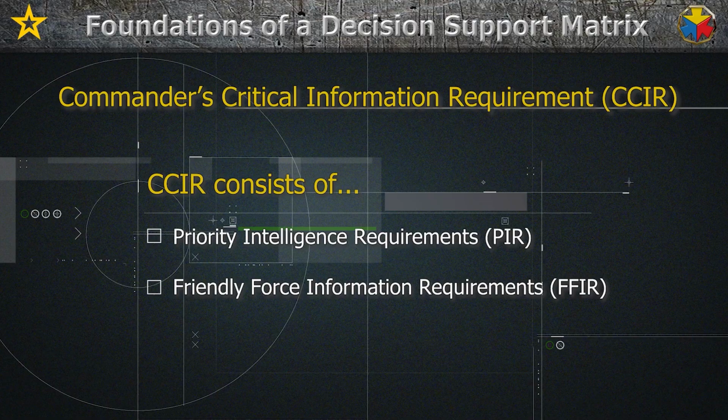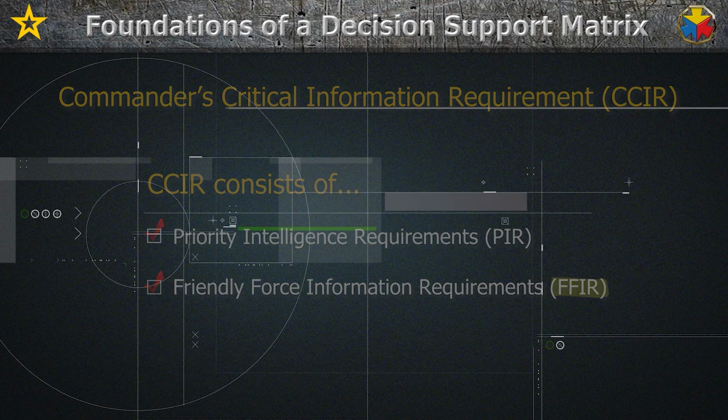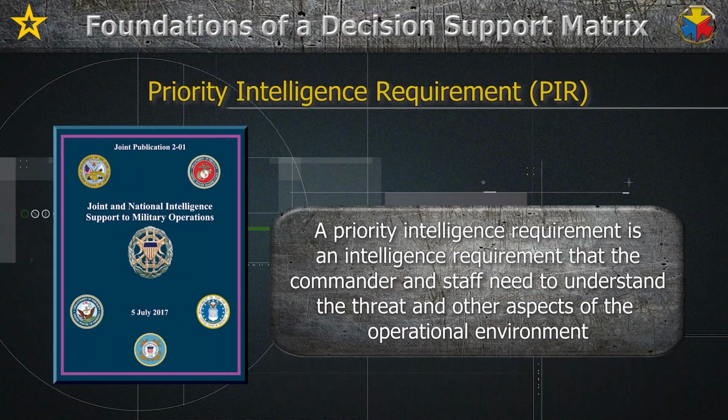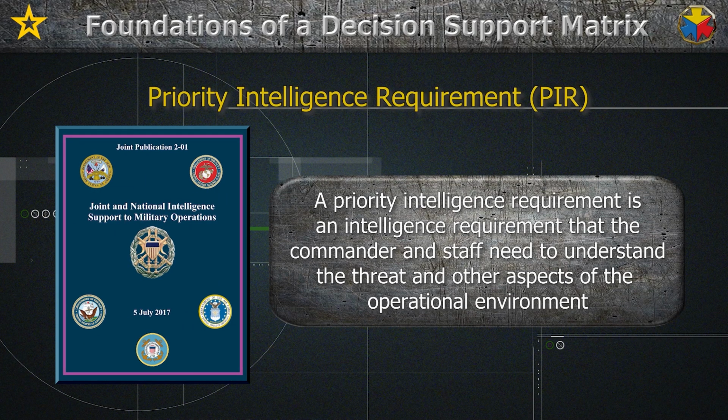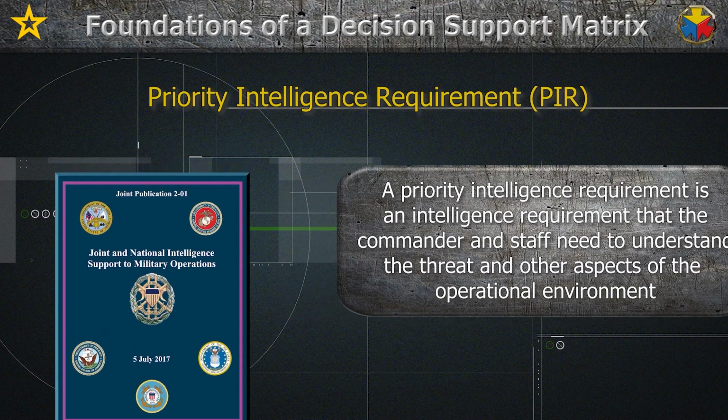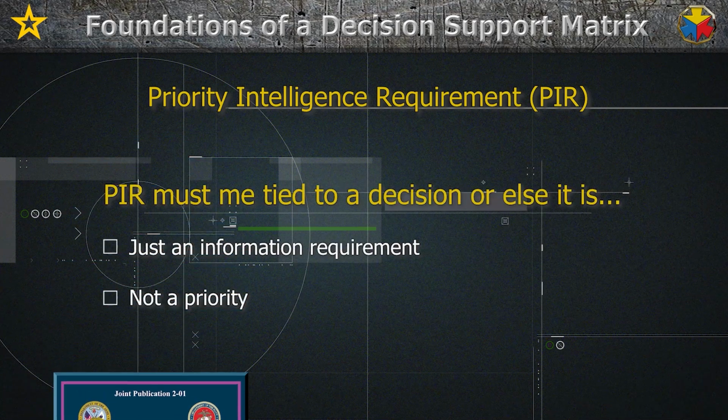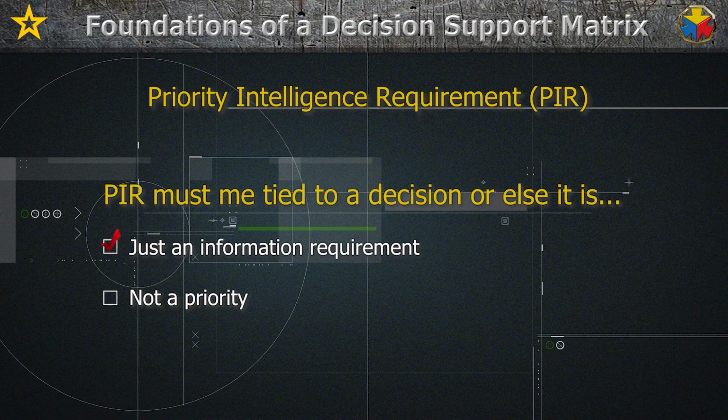CCIR consists of priority intelligence requirements, or PIR, and friendly force information requirements, or FFIR. According to Joint Publication 2-01, a priority intelligence requirement is an intelligence requirement that the commander and staff need to understand the threat and other aspects of the operational environment. PIR must be tied to a decision, or else it is just an information requirement and not a priority.